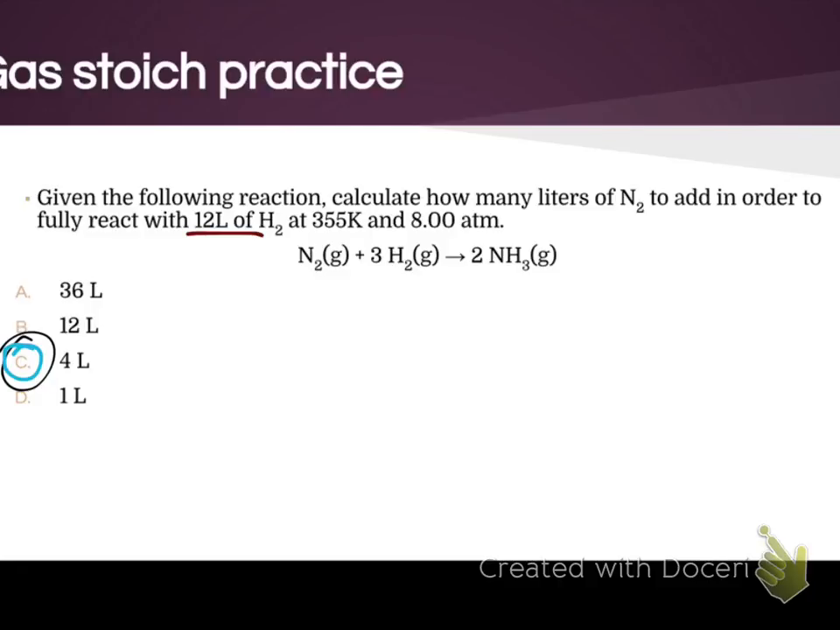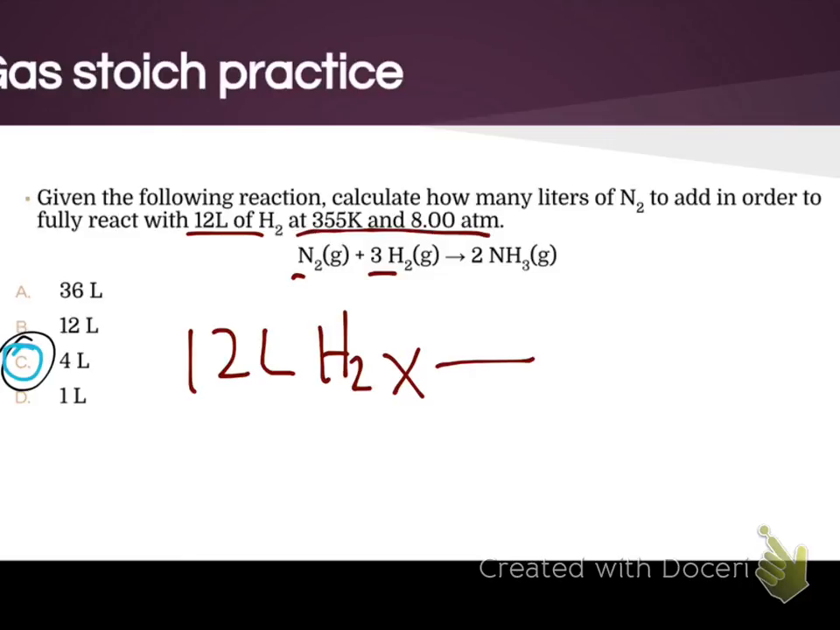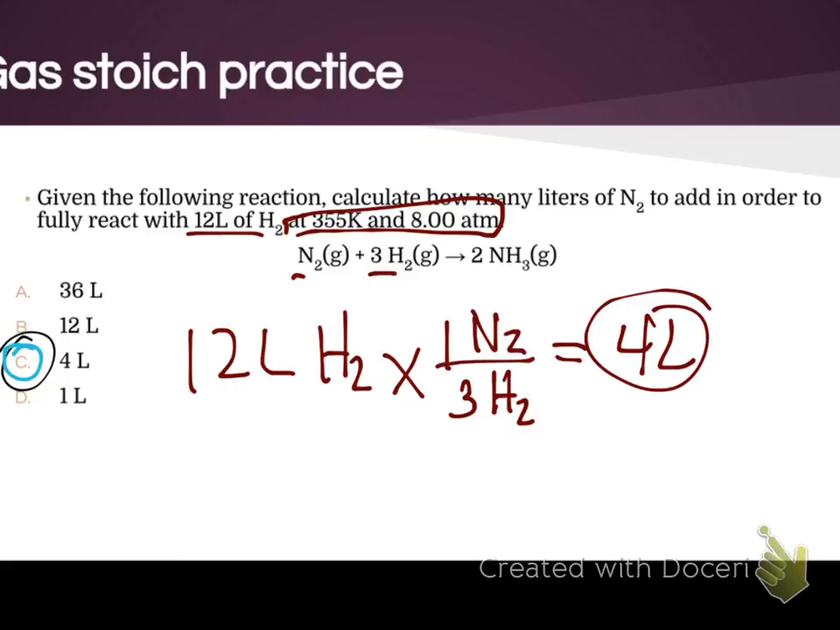So if I know there's 12 liters of H2, it turns out that these stoichiometric ratios from the balanced reaction can be applied directly to the volume of a gas because our conditions are not changing. It's always the same temperature and pressure in this problem. So I can just take the ratio from the balanced reaction and get the answer really quickly. This only works if temperature and pressure are constant.